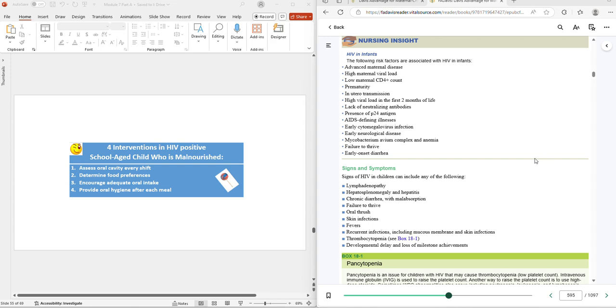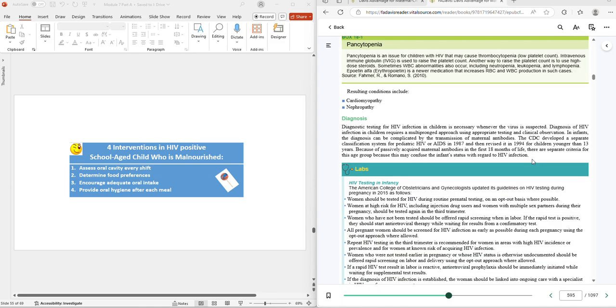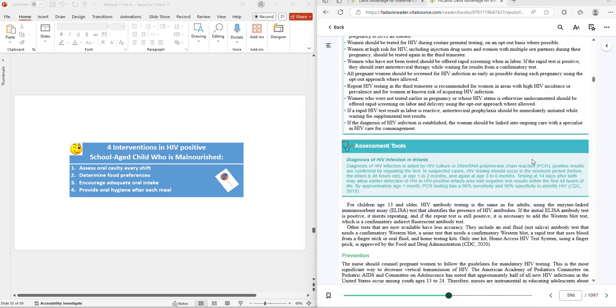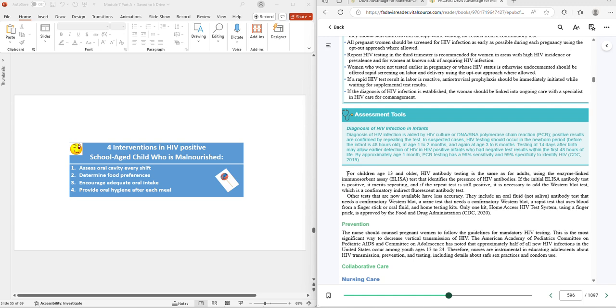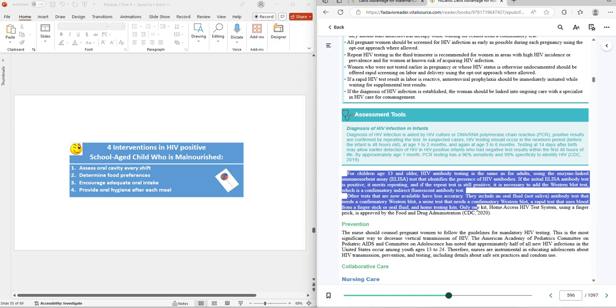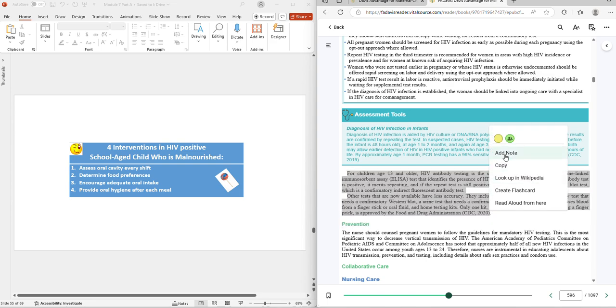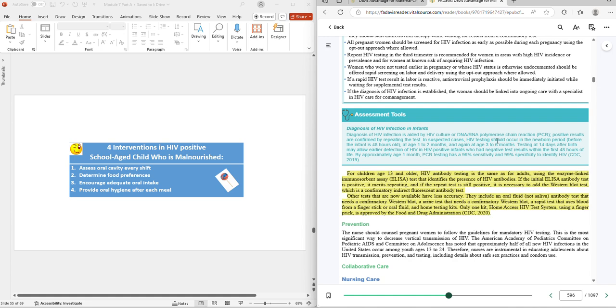There are some tests that we do for antibody testing. This is on page 596 underneath the assessment tools. This is some winks and lollipops, okay? Make sure you know this information. So we have the ELISA test. This is an enzyme-linked immunosorbent assay test, okay? It identifies the presence of HIV antibodies.